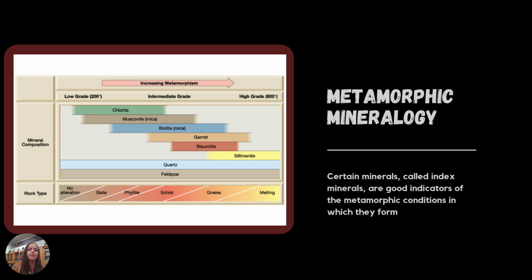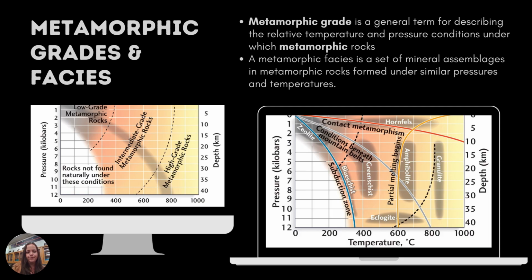So like quartz, for example, we can find all the way from low grade to high grade, but garnet, we're going to see in intermediate to high grade. Sillimanite, we're going to see in high grade. So depending on the minerals that you're seeing in the rock, it will also inform what grade of metamorphism we're looking at, what temperature conditions were likely there to cause these minerals to form.